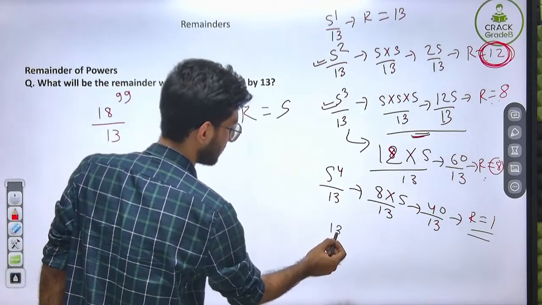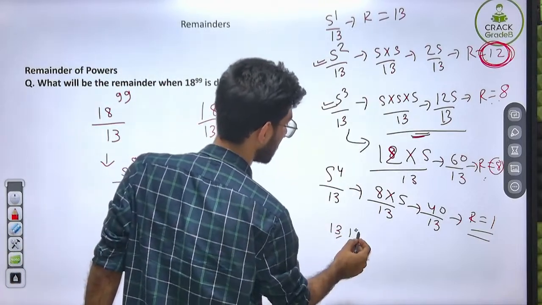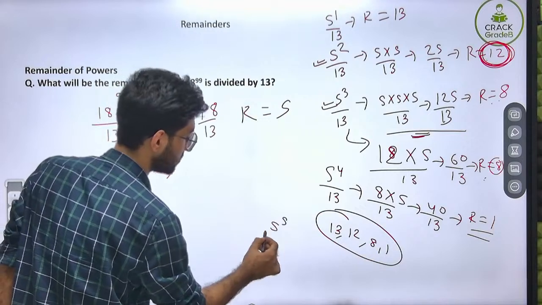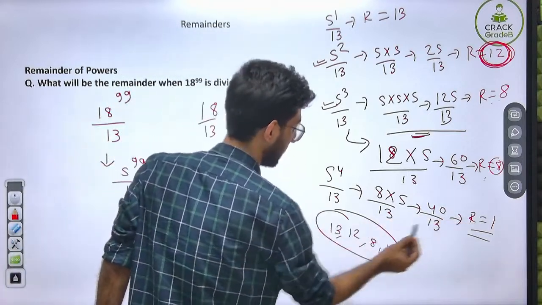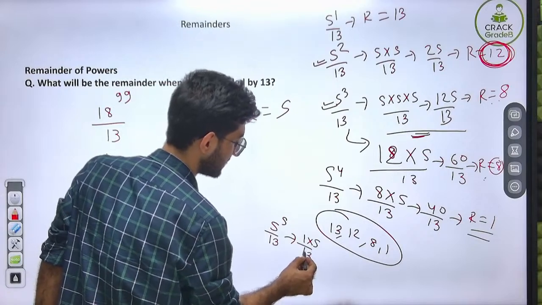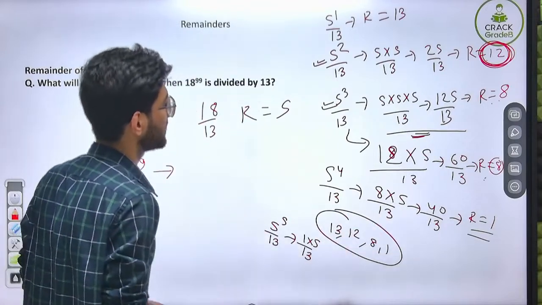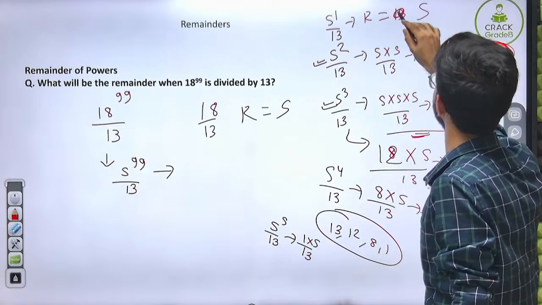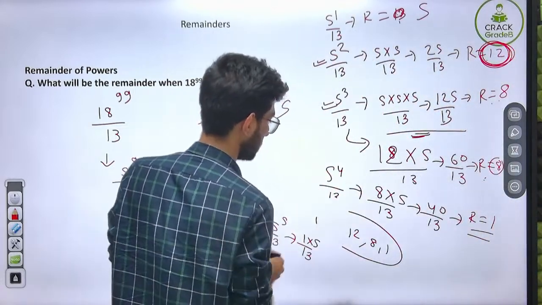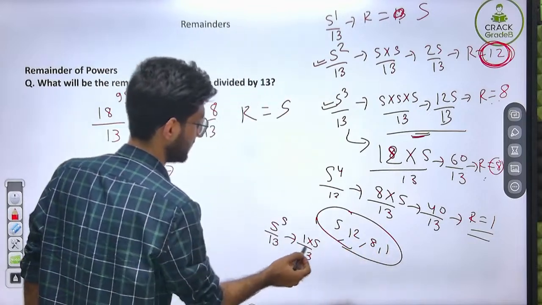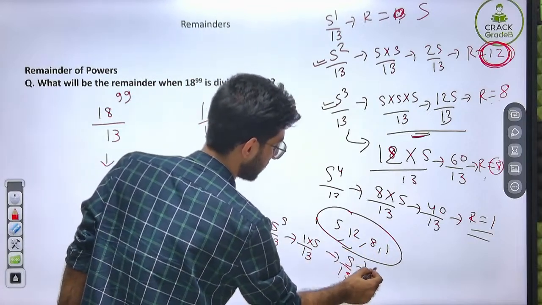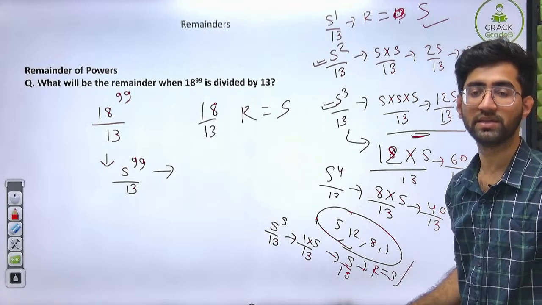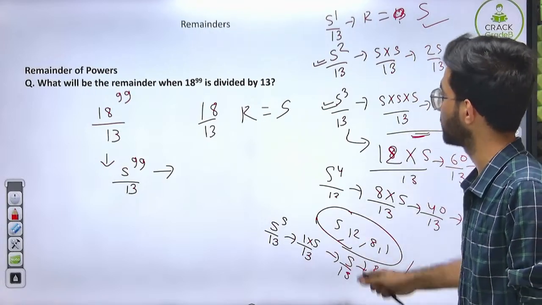See, earlier the remainders were 5, then 12, then 8, then 1. What does it mean? That if you solve further, if you divide 5 to the power 5 by 13, so basically 1 into 5 by 13, you have got remainder as 5. So 5, 12, 8, 1 and 5 means the remainders have started to repeat itself, right?